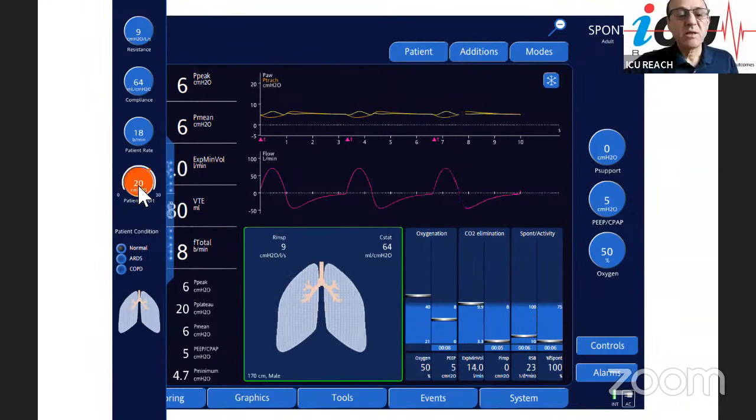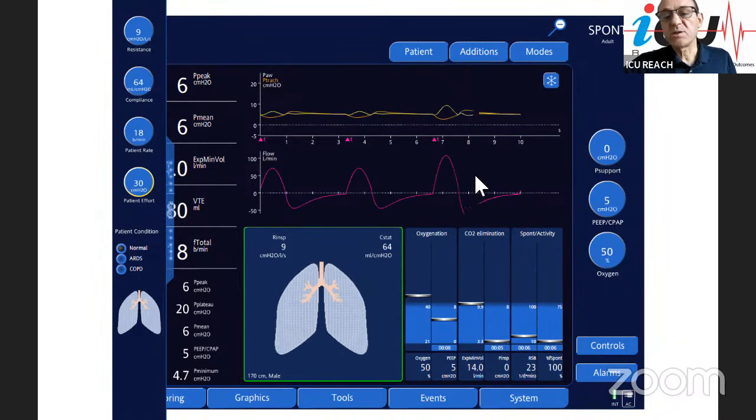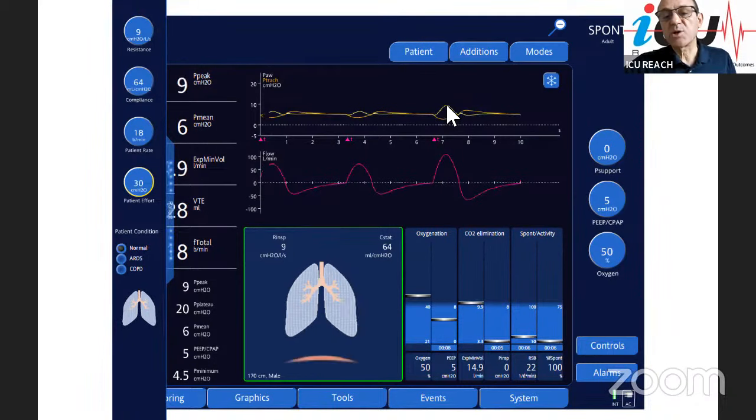Now, if the patient takes a higher, deeper breath, let's go to an inspiratory effort of 30 liters. We can clearly see now the flow is higher. What happened to the pressure? It automatically adjusted.